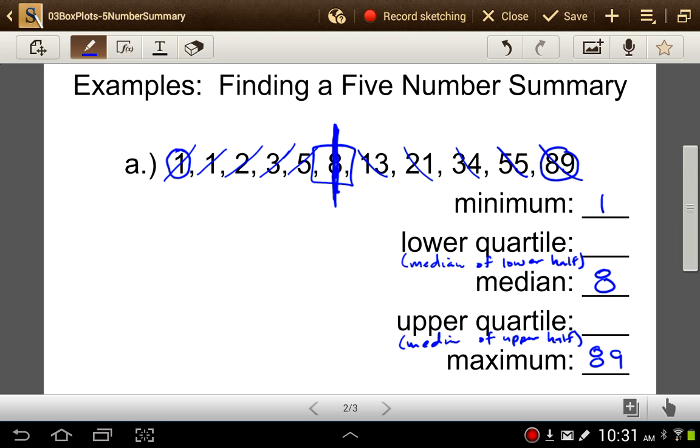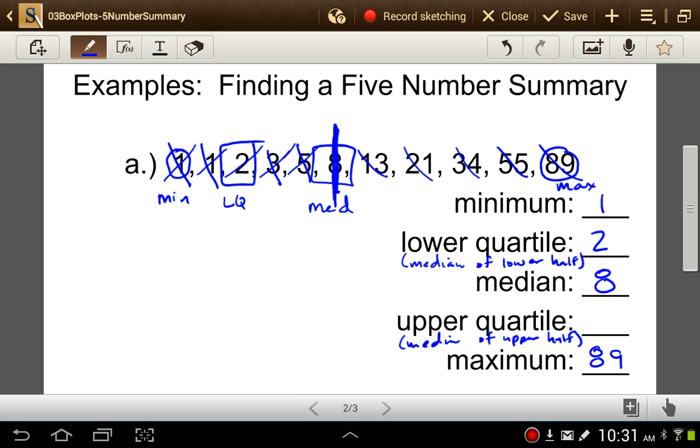Here's the key. I don't include the 8 in my lower quartile because it's already been used. So I'm going to cross them off in the other direction, so I know I've crossed them, and then I'm left with the 2. So my lower quartile is 2. Okay, so I have my minimum, this was my lower quartile, this was my median, and 89 was my max.